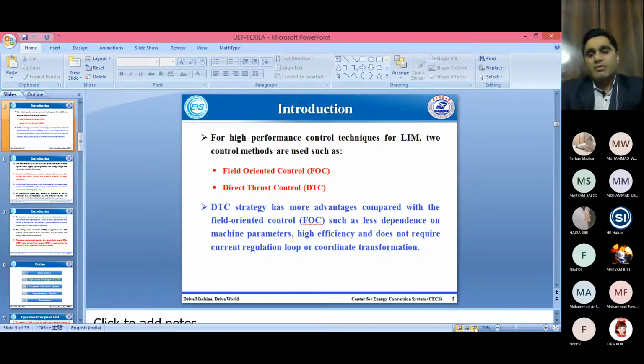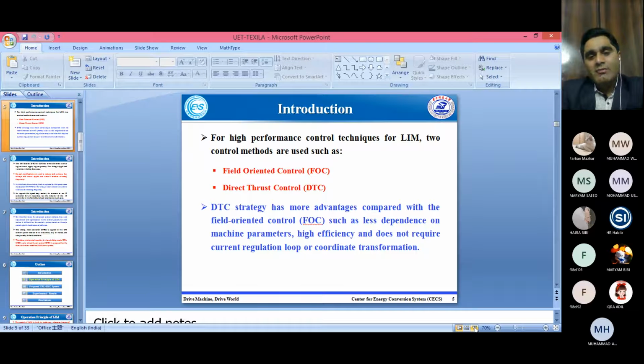For high performance control of the linear induction machine, two control methods are used: the field oriented control method and the direct thrust control method, DTC, which is very well known. Everyone knows about vector control, which is a field oriented control method for electric machines, whether linear or rotary. So we can apply different control strategies to control the speed, thrust, current and voltage of rotary and linear induction machines.